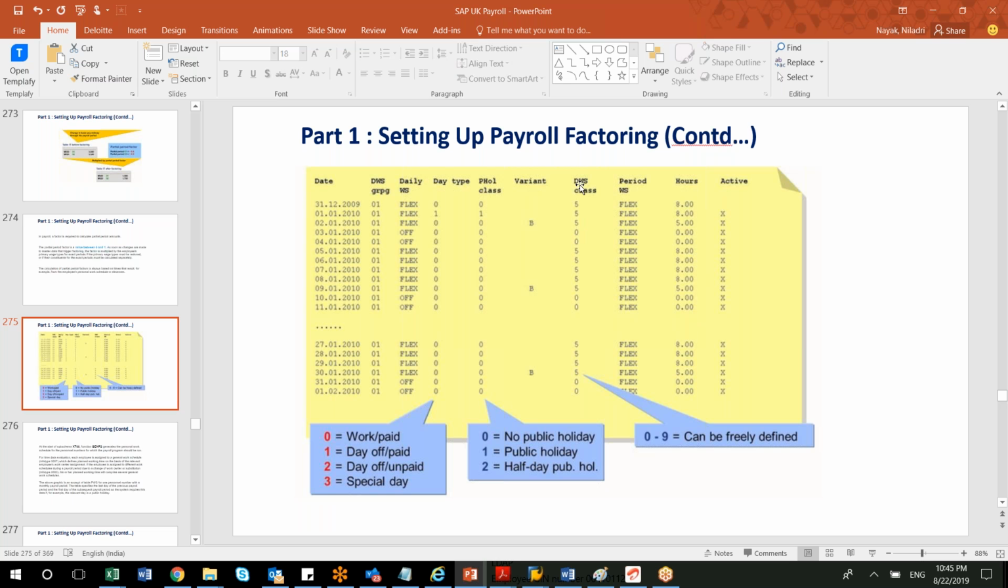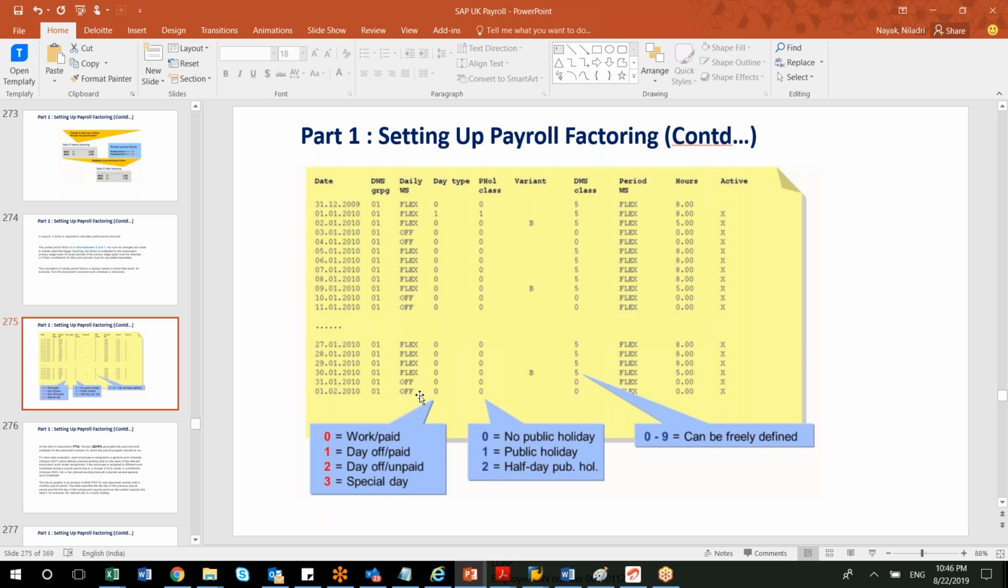And in time management there are also different types of DWS, daily work schedule classes. Here we have mentioned 5 days. Suppose it is a 5-day working week. For weekly 5 days, you can see the daily work schedule. The employee is working 5 days and then has 2 days off.